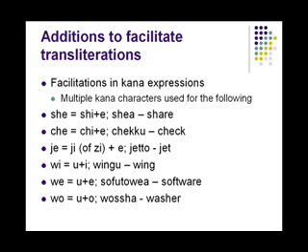We also saw that among the derivatives of W, we have only wa. The combinations of W and I, W and U, W and E, and W and O did not exist. Wi, as in wing, pronounced as wingu in Japanese, is spelled in kana as a combination of U and I, wingu. Software is pronounced as so-fu-to-we-a. The sound we required for this is spelled in kana as a combination of U and E.